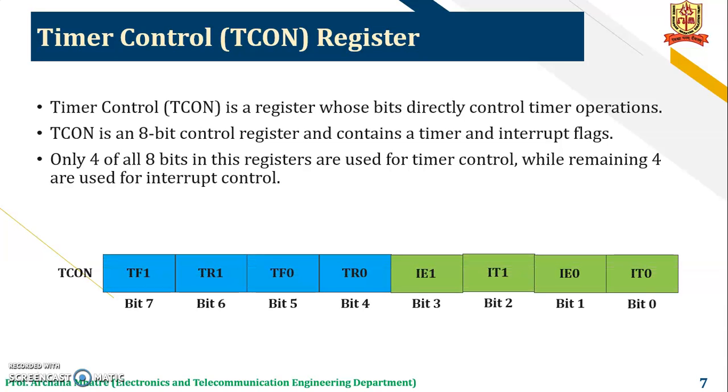Now this is the bit format of the TCON register, bit 0 to bit 7. Bit 0 onwards are IT0, IE0, IT1, IE1. These 4 bits are for interrupt control, and the other 4 bits are for timer control, that is TF1, TR1, TF0, TR0. These 4 bits are for timer control.